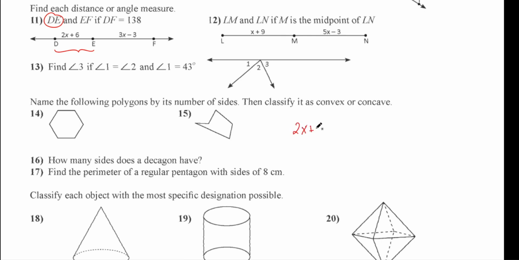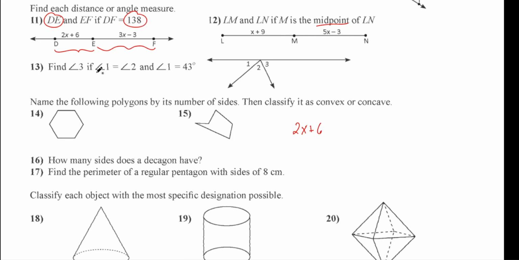So I'm going to go 2x plus 6. See how this one and this one add together to be what? DF. And they tell us DF is 138. You with me? So I've got this little one right here. Does that mean E is dead in the middle? No, it just means this one and this one are equal. Now, what about this one over here? M. Yeah, M is in the middle. How do you know M's in the middle? Because it says it's the midpoint, right? Does it say anything about E being the midpoint? Nope. So we can't say they're equal to each other, can we? But they do add up to be the whole DF.